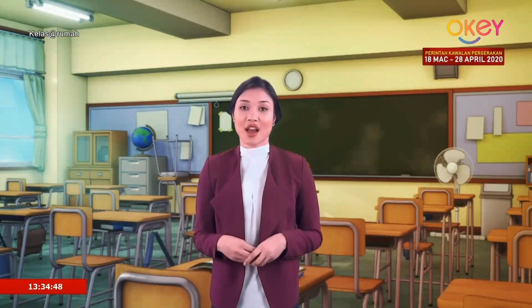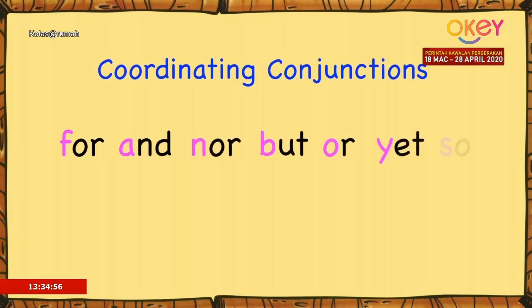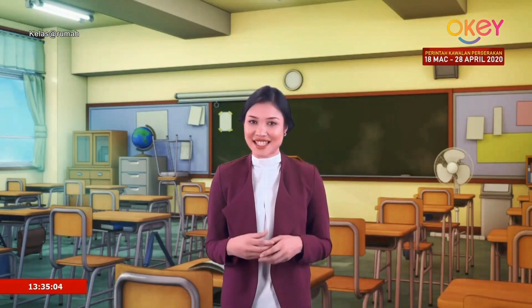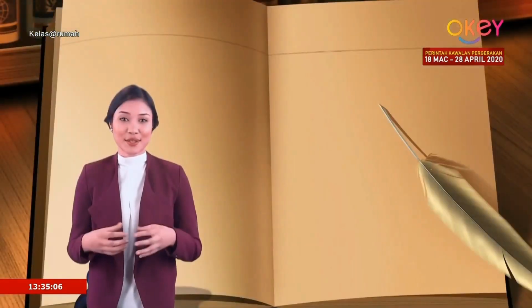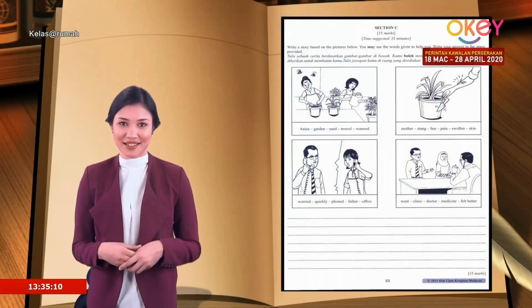Coordinating conjunctions are words such as for, and, nor, but, or, yet, and so. Use the mnemonic FANBOYS to remember. If you are very advanced and you can write complex sentences, that's even better. Compare these two examples I have written for the UPSR paper 2014.